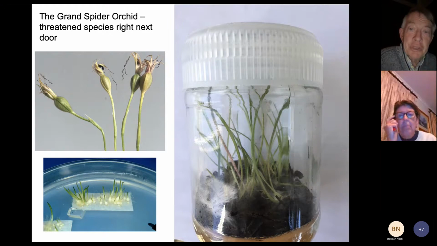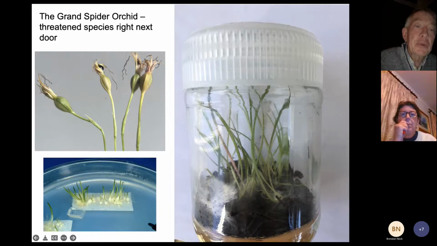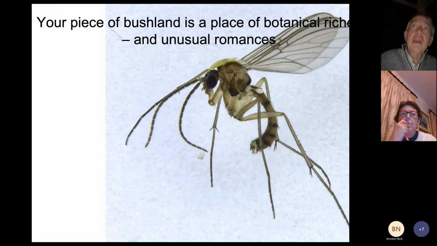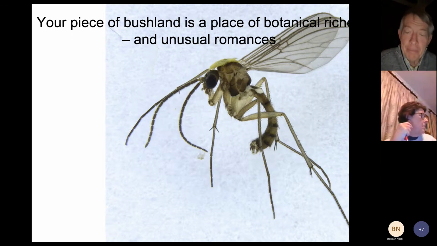It's meant that we've been able to save the species and grow it on and then put it back into safe locations. And each one of these orchid seed capsules can produce up to 5,000 seeds, all viable. And so we have a method for growing these orchids very effectively. It means that for many of our orchids, we have a really effective means, a little bit of technology, and at Curtin University, we now have an orchid research lab.